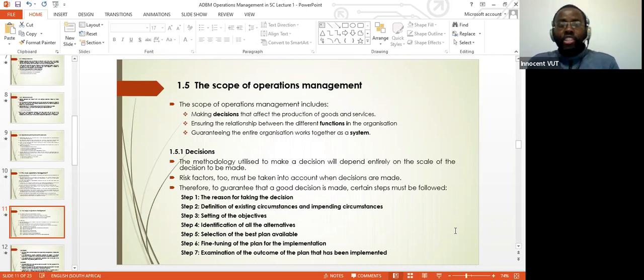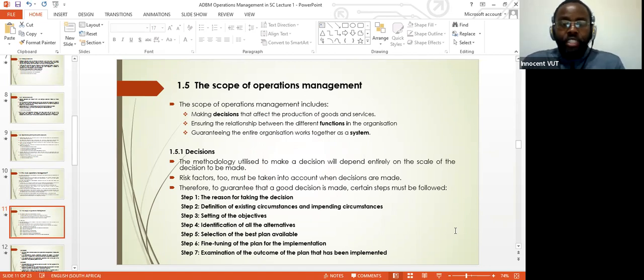Let's look at the first one, the making of decisions. The methodology utilized to make a decision depends entirely on the scale of the decision to be made. Risk factors too must be taken into account when decisions are made. When operations managers are making decisions, they should take risk factors into account because risks are encountered along the way. To ensure that a good decision is made, there are steps that need to be followed.